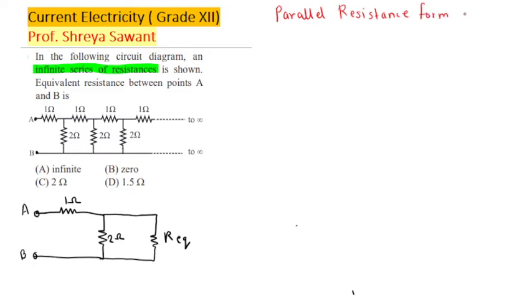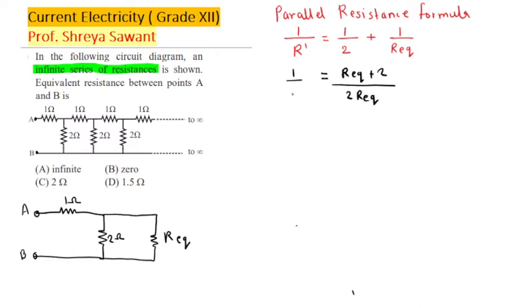Okay. So 1 upon R dash, where R dash is the combination of this parallel resistance, is equal to 1 upon 2 ohm plus 1 upon R equivalent. Okay. Now we can solve by cross multiplication. R equivalent plus 2 divided by 2 into R equivalent is equal to 1 upon R dash. So therefore R dash is equal to the reciprocal, 2 R equivalent upon R equivalent plus 2.